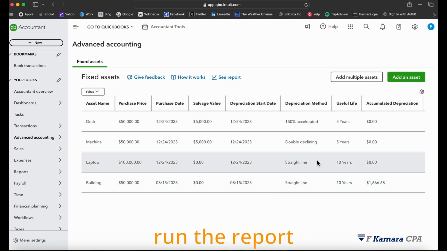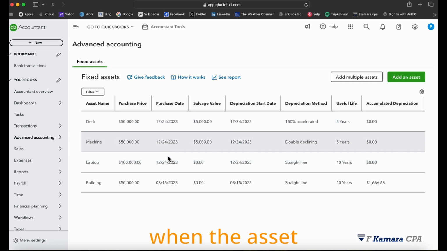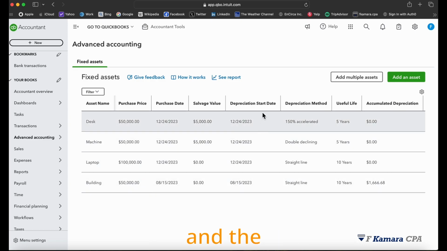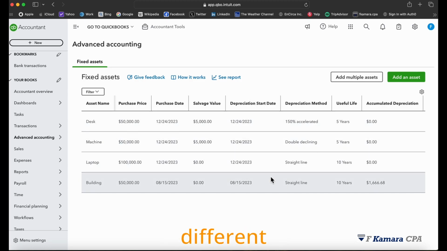You can just run the report and provide it to your tax preparer, which is easy because it keeps track of when the asset was acquired, the salvage value, and the purchase price. You also have the asset name and the depreciation start date, because sometimes you might buy an asset, but you can only start depreciation after you put it in service. So that's the reason why sometimes the purchase date and the service date, that is the depreciation start date, might be different, because you cannot depreciate an idle asset.